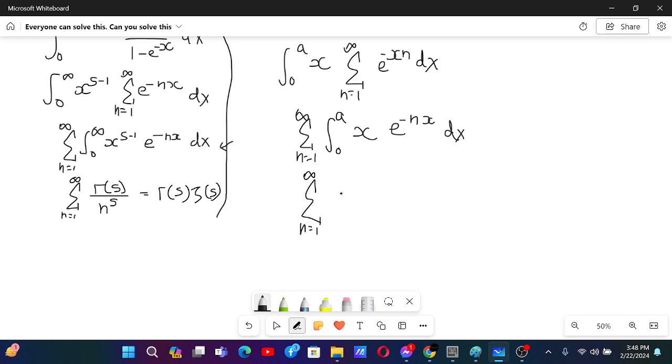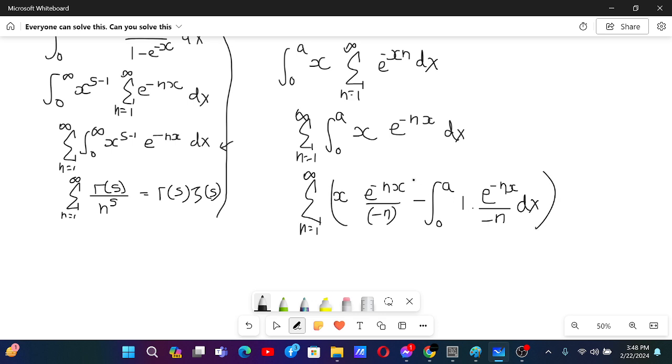So we have the sum from n equals 1 to infinity. Now this will just be x, let us say this is u and this is dv, and then e to the power minus nx by minus n, and minus the integration from 0 to a. Now the derivative of x is just 1, and the integral of this is e to the power minus nx by minus n dx. Now this is all inside the sum, and this is going from 0 to a.